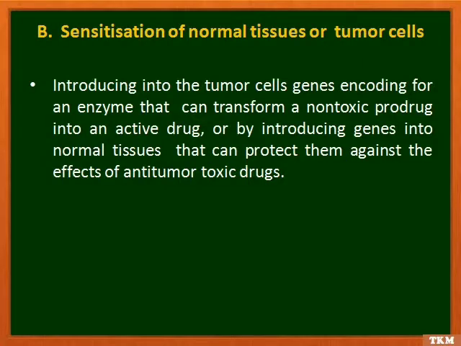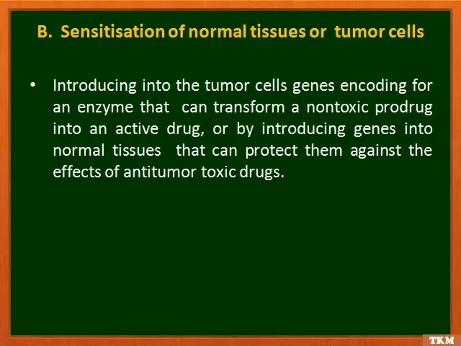The second approach that we are going to study in detail is sensitization of normal tissues or tumor cells. It involves introducing into the tumor cells genes encoding for an enzyme that can transform a non-toxic prodrug into an active drug, or introducing genes into normal tissues that can protect them against the effect of anti-tumor toxic drugs. Now they are saying there are 2 ways we can work in this approach: by sensitizing the normal tissues or by sensitizing the tumor cells.